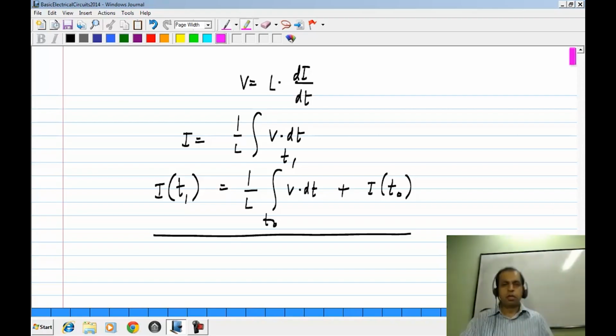Now clearly, the current in an inductor at a given instant depends not only on the voltage at that instant, but on voltages at all previous instants. So again, just like the capacitor, an inductor is also an element with memory. Okay. The capacitor stores charge and inductor stores flux.